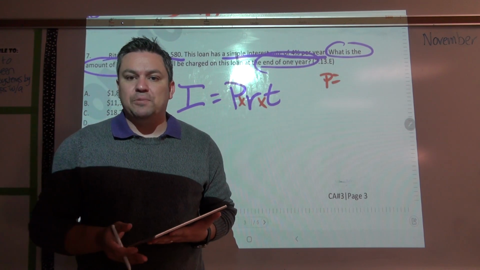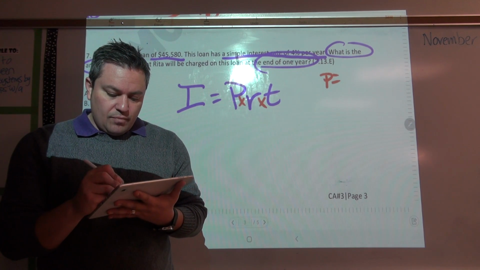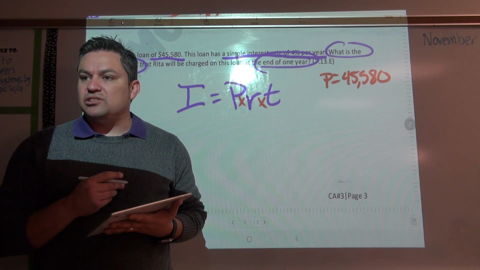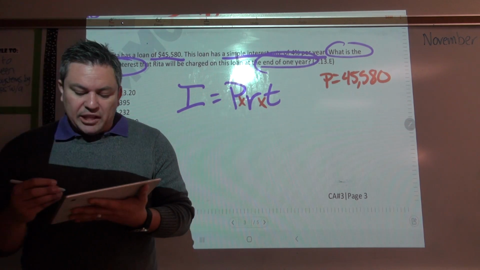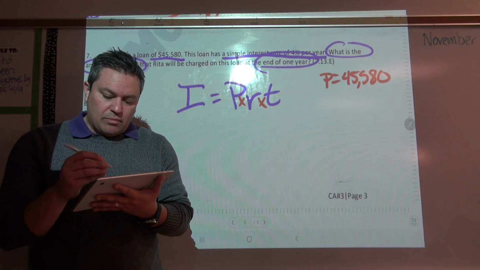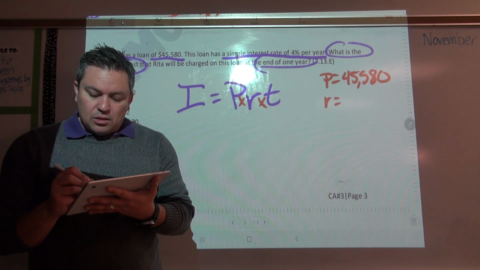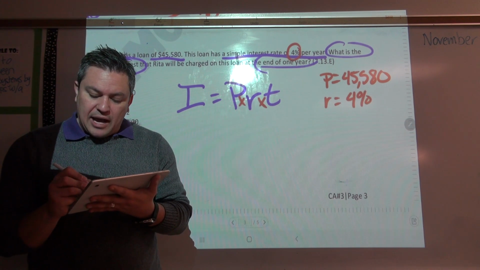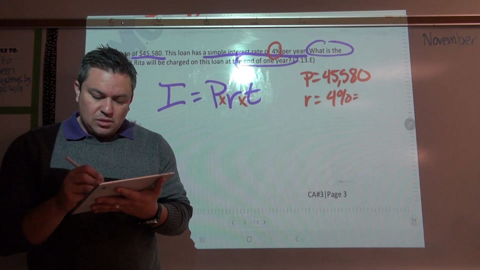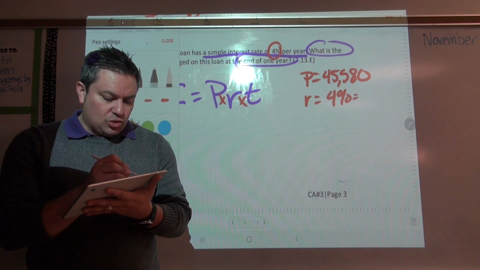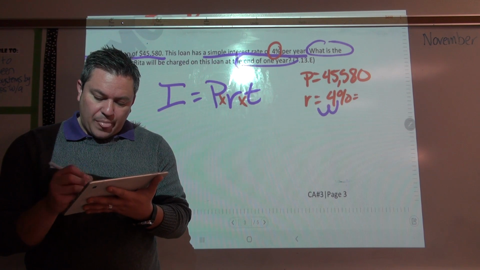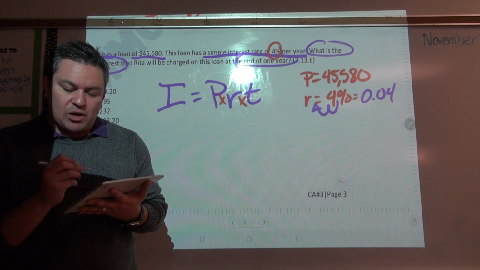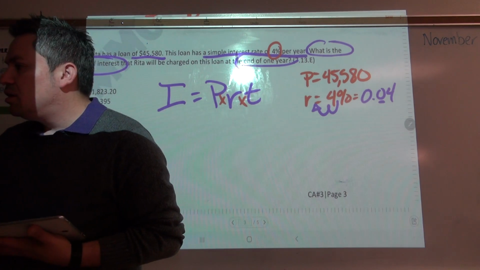So here, on the word problem, we have to identify what is my principal. How much is my principal? $45,580. That's my principal amount. Do I know my rate? Yeah. My rate is what? 4%. Now remember, I have to convert that into a decimal. You move it how many times? Two to the left. 1, 2. 0.04. Don't forget this zero right there. It will make a world of a difference.